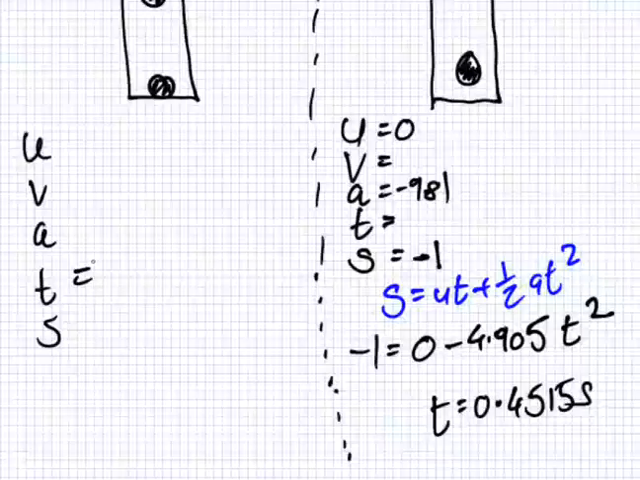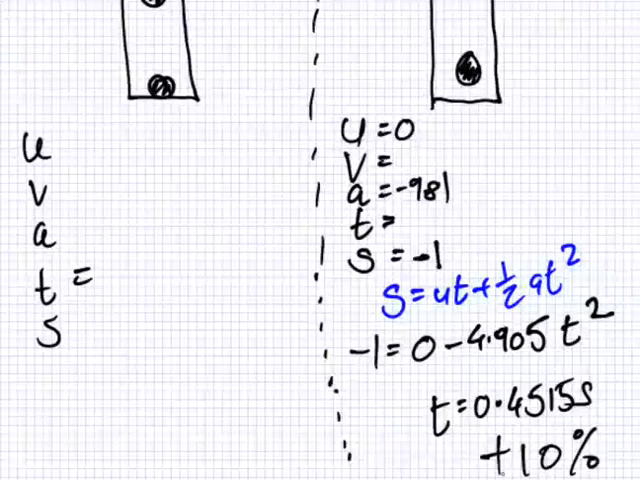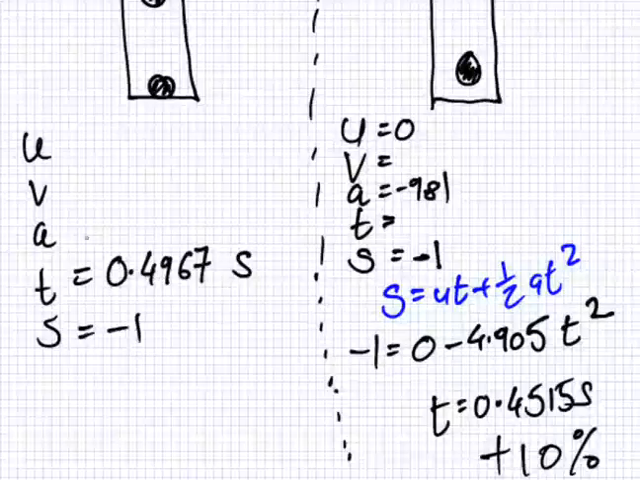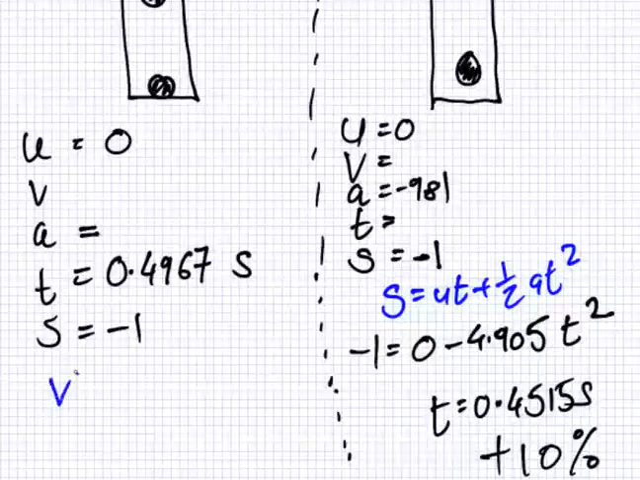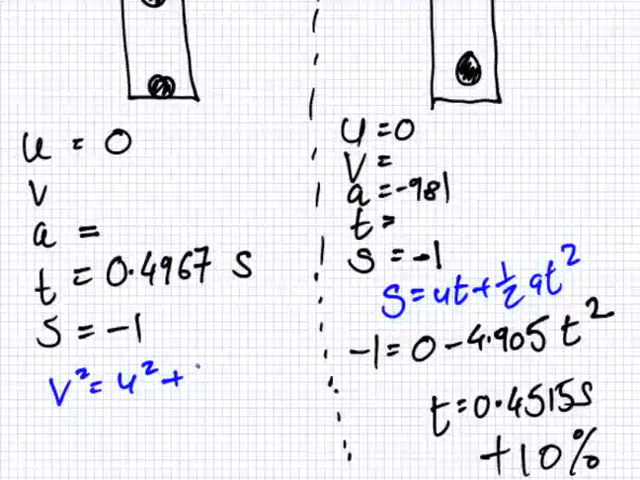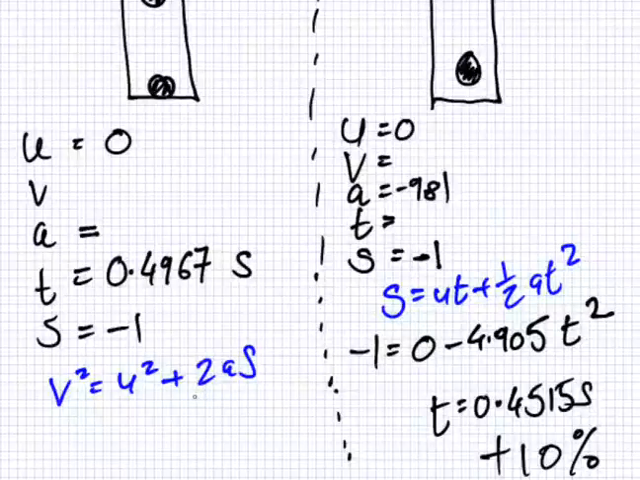Now here I say it takes 10% longer. So how can I make this one 10% bigger? What's a quick way to make a number 10% bigger? Well, you could work out the percentage, but what's a quick way? We multiply by 1.1, yes, that's a quick way. So here the time is 0.4967 seconds. The S is still 1, the A we don't know, the U is still 0.